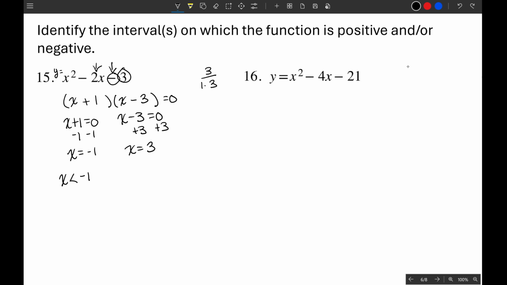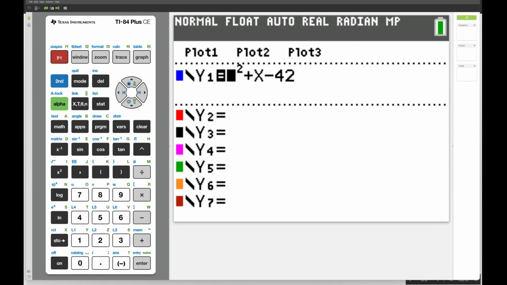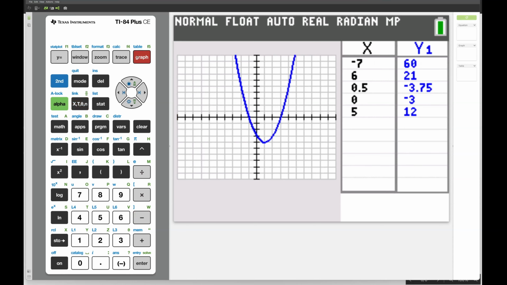The second interval is going to be all the x's that are between your negative 1 and your 3. And then the third interval is going to be all the x's that are greater than your 3. So I kind of want you to see this visually. So we're going to go to our y equals, and we're going to plug in that x squared minus 2x minus 3. Now, if I go to my graph, I see that my answers were correct. It was at negative 1 and at positive 3.